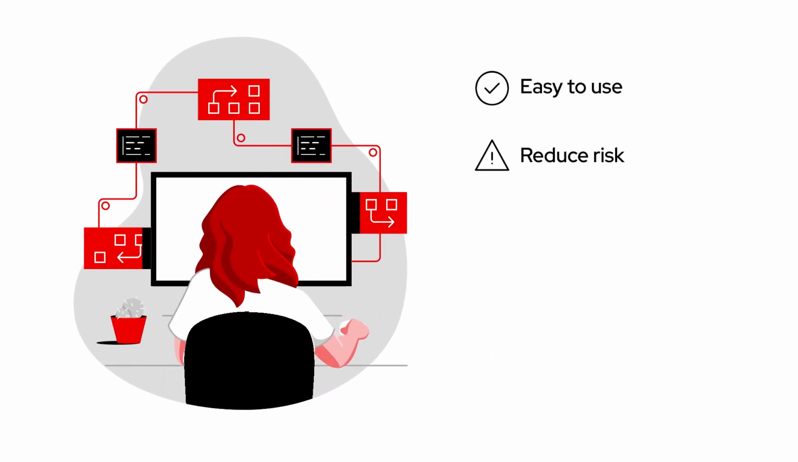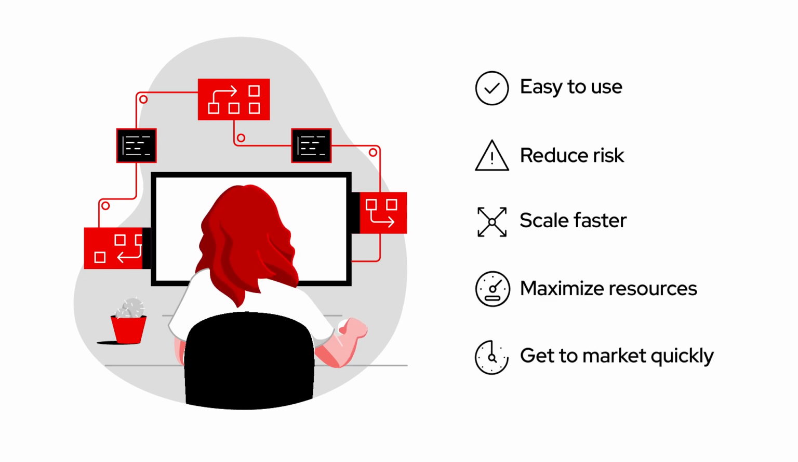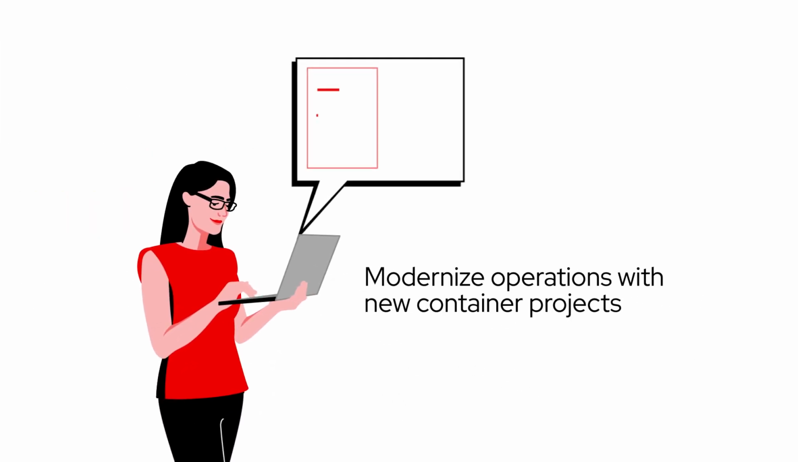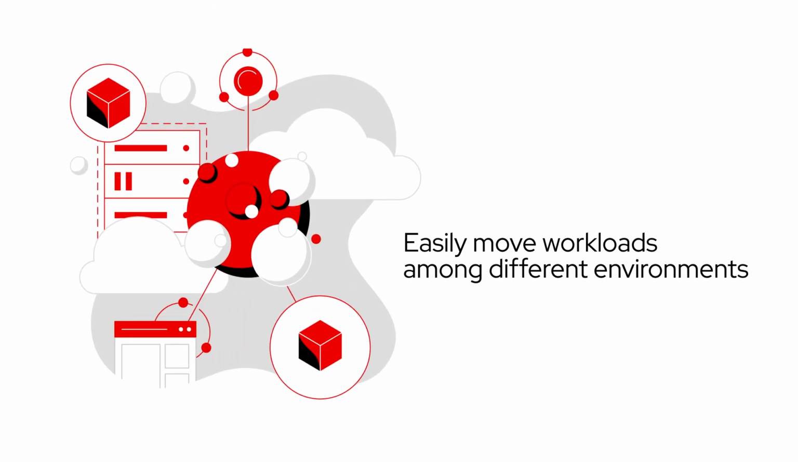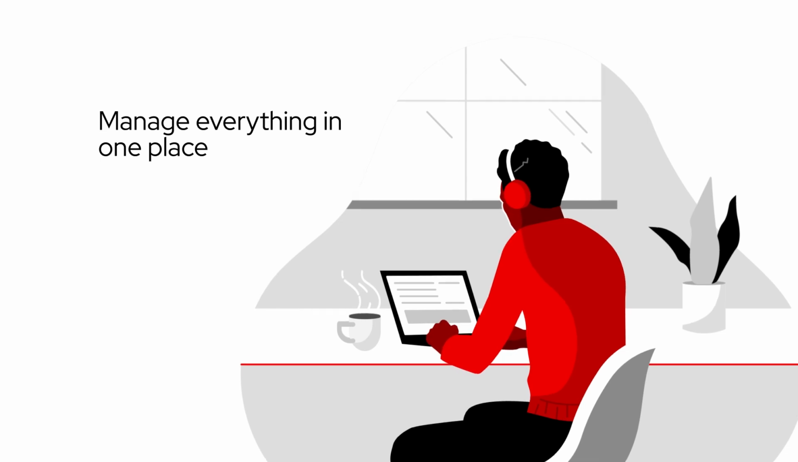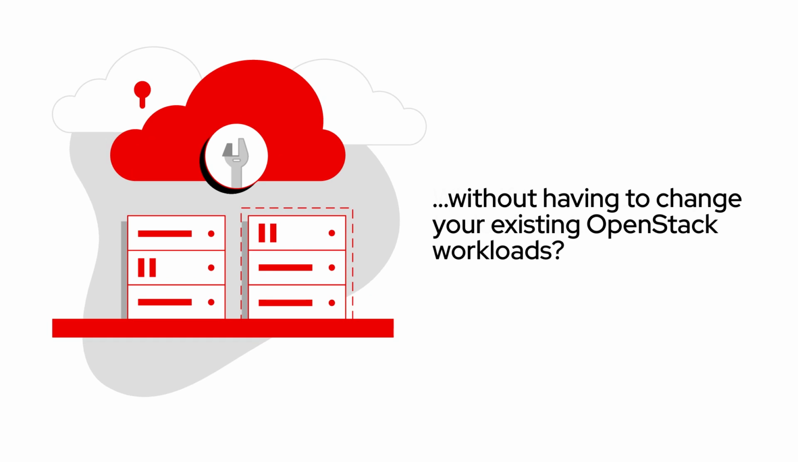You want tools that are easy to use, reduce risk, allow you to scale faster, maximize resources, and get your applications and services to market as quickly as possible. You also want to be able to modernize operations as you mix in new container projects, with options to easily move workloads among different environments, all while managing everything in one place. What if there was a way to do all that without having to change your existing OpenStack workloads?